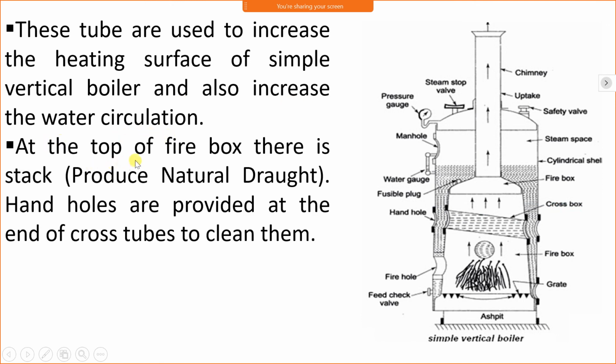At the top of the firebox there is a stack. This chimney is also called a stack, which is used for natural draught.